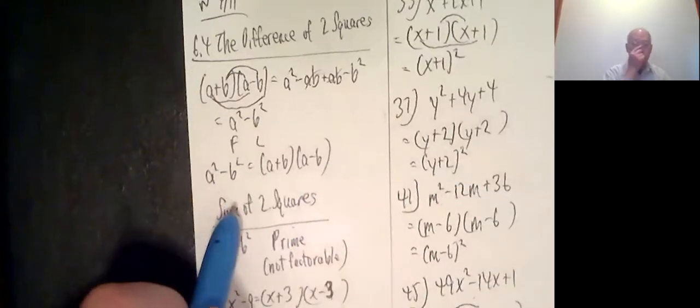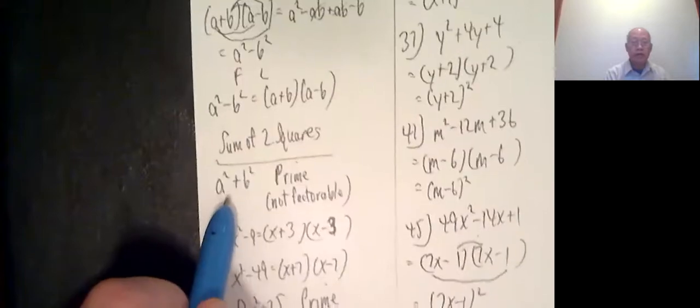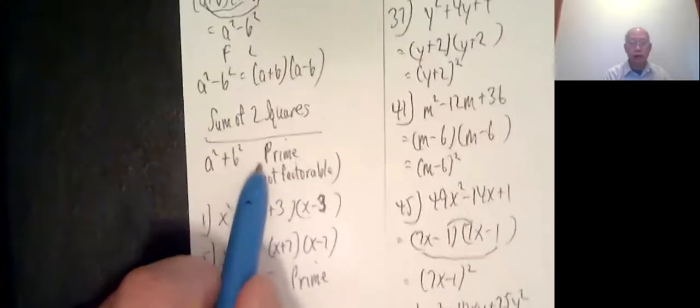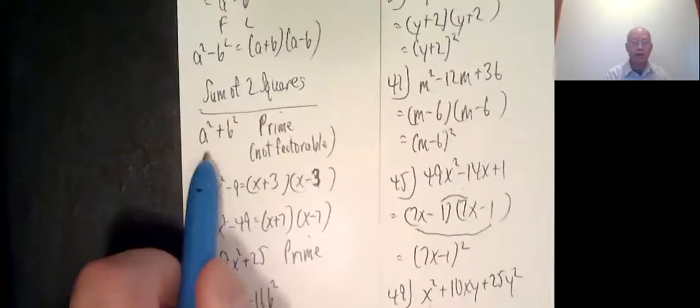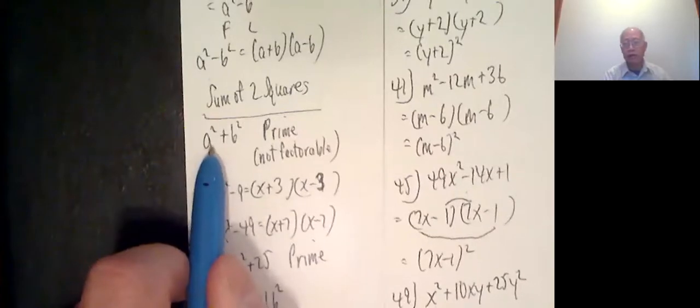Okay, quick word about the sum of two squares. If you have a squared plus b squared, that's called prime. It's not factorable. You can't break down a squared plus b squared, except maybe taking out a greatest common factor.